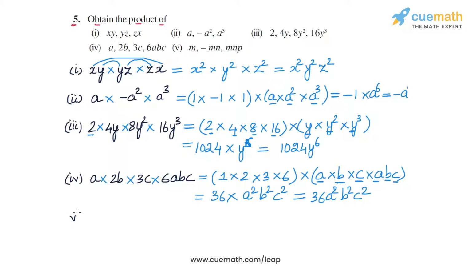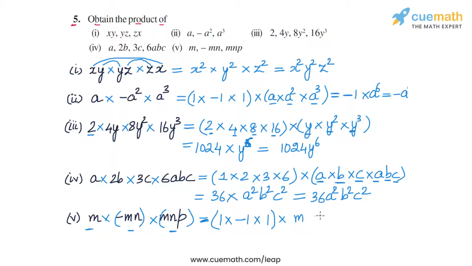Finally, we come to part 5, in which we have to multiply m, minus mn and mnp. So these are the 3 terms that we have to multiply. Now the coefficients are 1, minus 1 and 1. So let's calculate their product separately: 1 into minus 1 into 1. And the variable parts are m, mn and mnp. So these 3 are the variable parts which we will multiply separately.